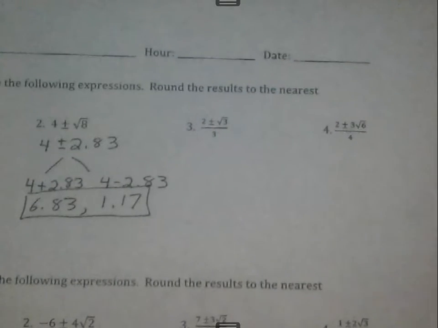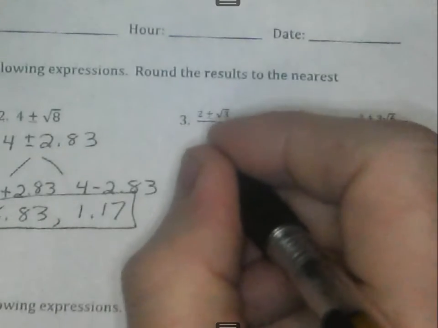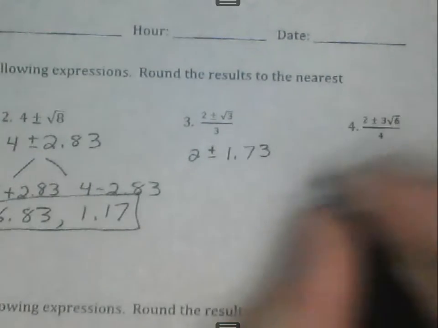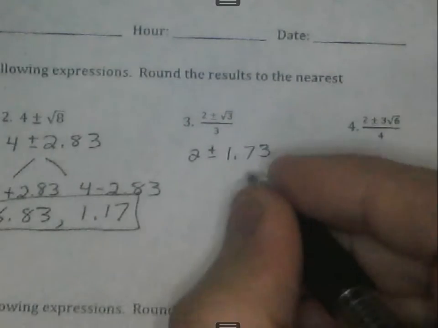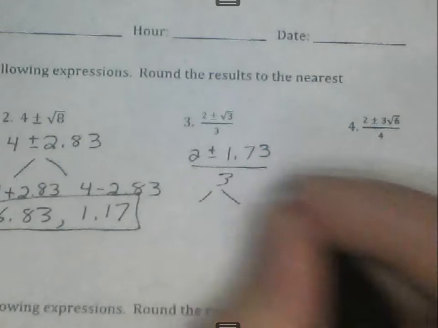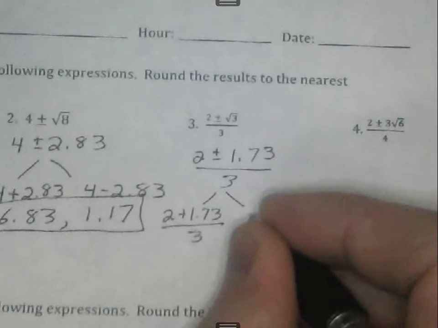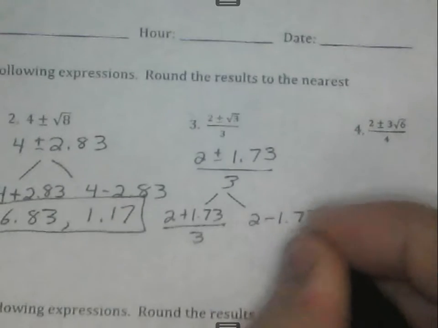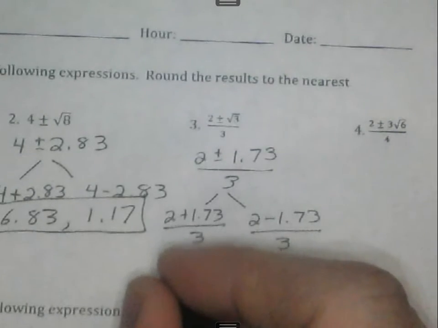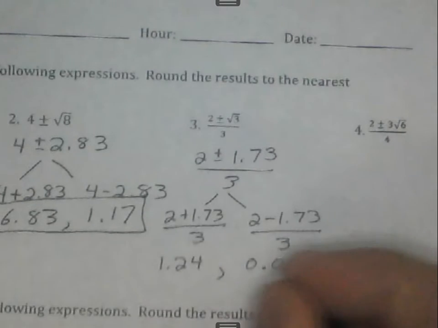Number 3, first thing I have to do is figure out what the square root of 3 is. So it's going to be 2 plus or minus the square root of 3, which is 1.73. I'm going to have two answers: one be 2 plus 1.73, and this other one be 2 minus 1.73. If I do this in my calculator, it comes out to be 3.73 and 0.27.